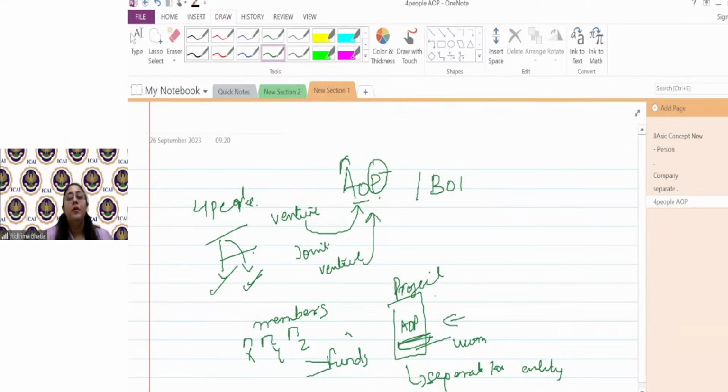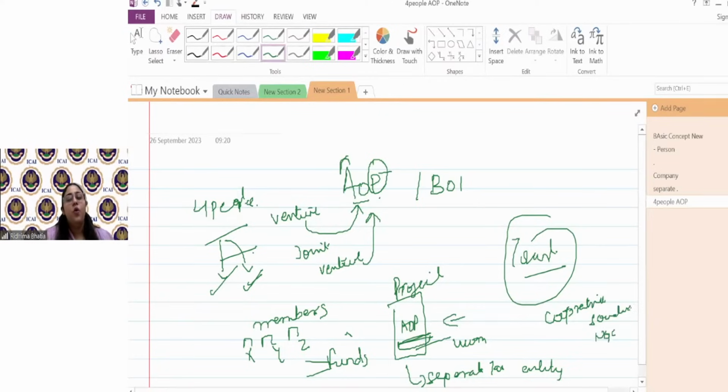Okay. Like a trust, NGO or a trust. Common objective can be earning profits and cannot be earning profit. Can be any objective. Yeah, cooperative societies or NGOs. These are all your AOP and BOI, guys. These are all your AOPs and BOI, because you cannot classify them as your company.